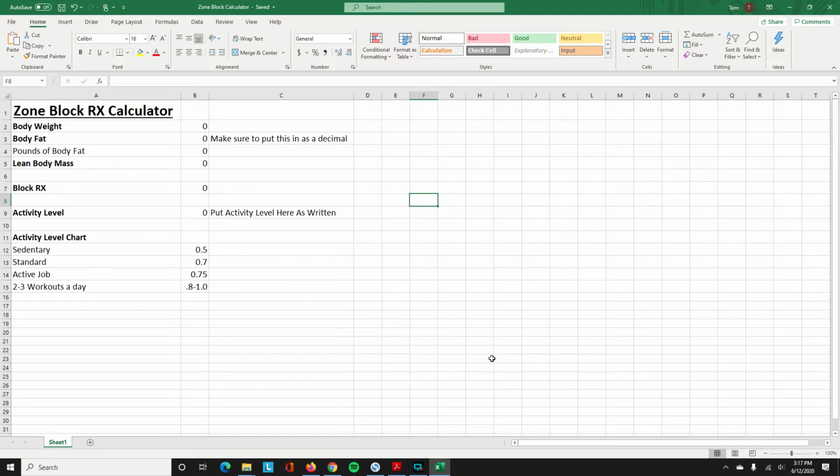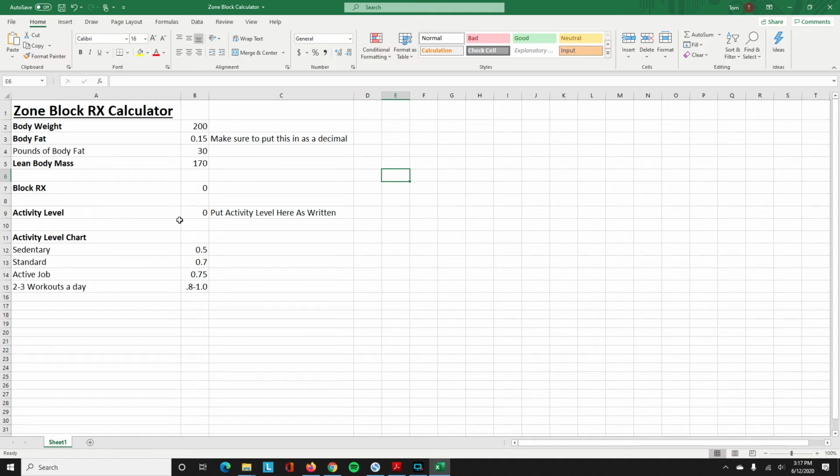Okay, so what we're going to do here, we're going to put in body weight. Let's just say 200 pounds, just because. Body fat percentage. Now, say we're 15% body fat. We need to put this in as a decimal, so 15% would be 0.15. Make sure you do that. Now, what this does is tell you how much body fat you have, which is 30 pounds, and your lean body mass would be 170 pounds. We don't really care about how many pounds of body fat you have on you. That's not an issue for this case.